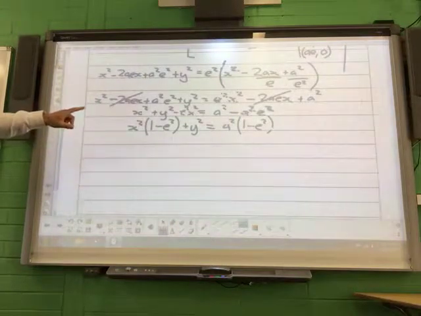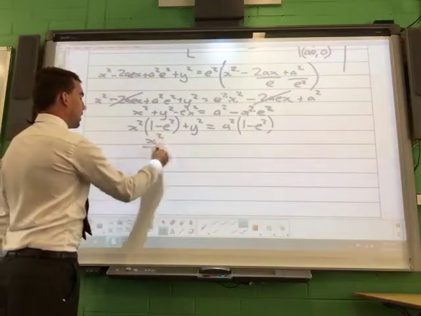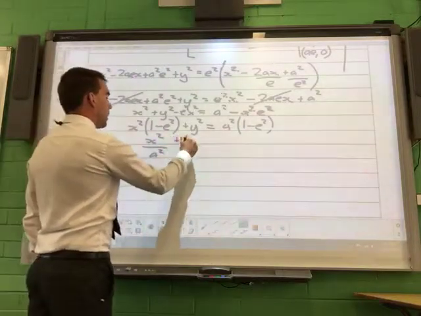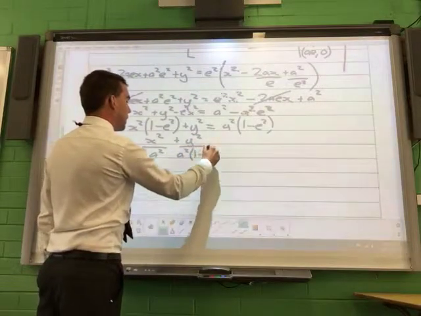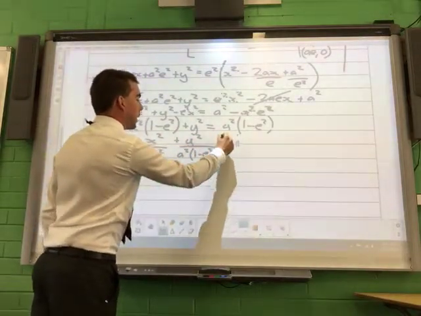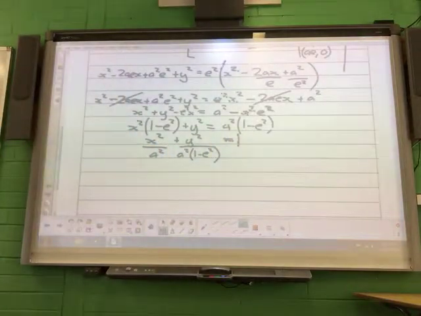I'm going to divide everything by what's on the right hand side. So that becomes x squared over a squared plus y squared over a squared (1 minus e squared) is equal to 1. And we've almost got that formula on the next page of your notes, except for what's in the denominator of the y squared fraction.